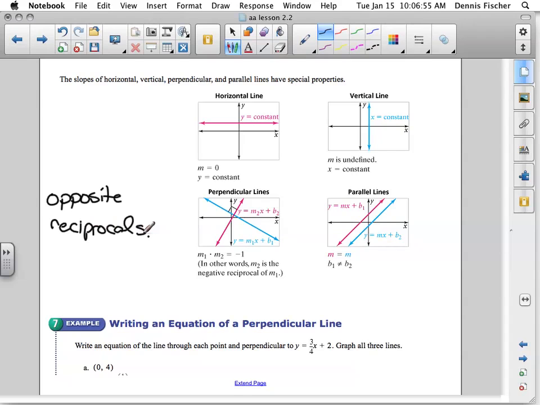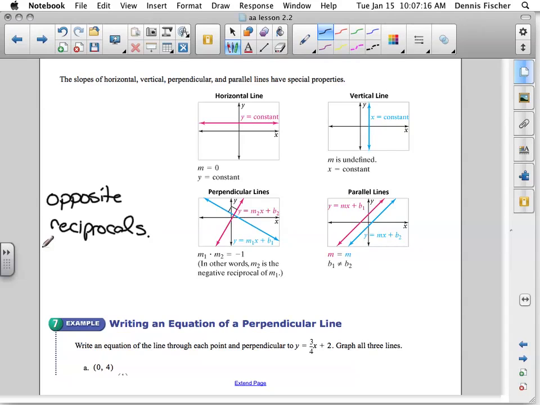If one slope is positive, the other one's negative. One slope is 1/3, the other one's 3 over 1. Reciprocal means flip it. And opposite means opposite sign. To be perpendicular, they have to be opposite reciprocals of each other. So therefore, that's one definition.